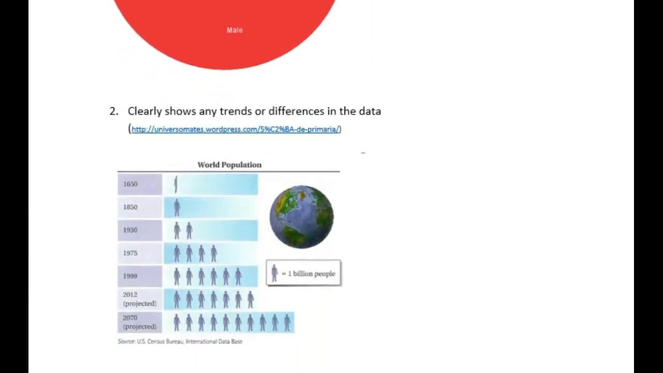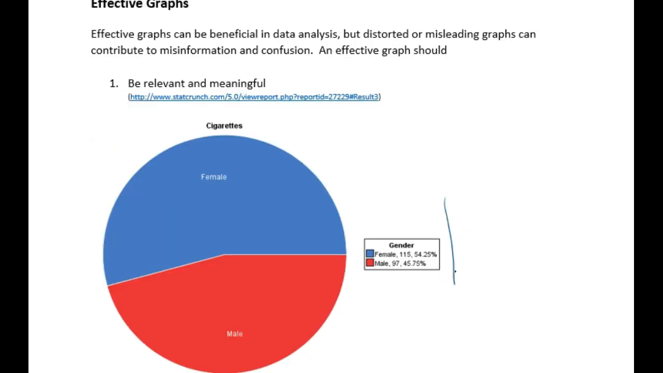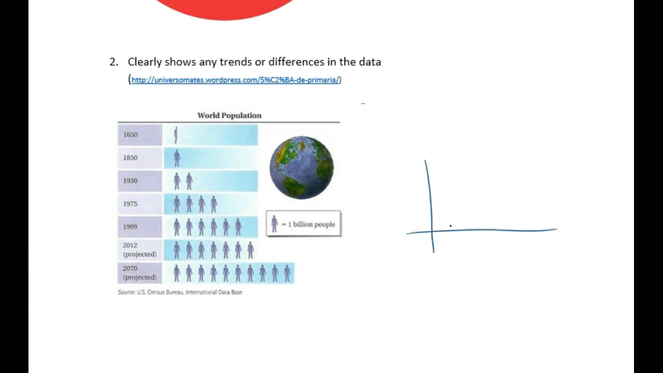The second thing, very tied into the first one, is that a graph should clearly show any trends or differences in the data. The following is a representation of world population. Most of us have the idea of what's happening in world population: we generally see it as exponential growth. Whereas if you look at this one, it's not really showing that sort of exponential format.